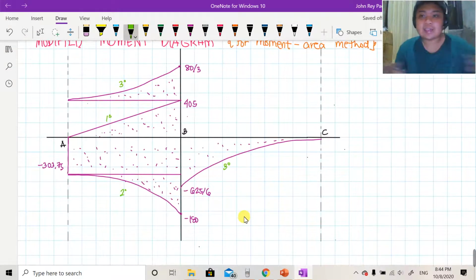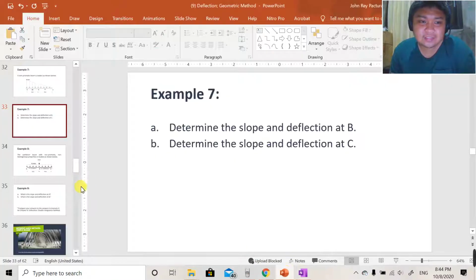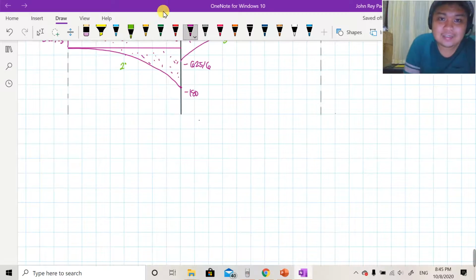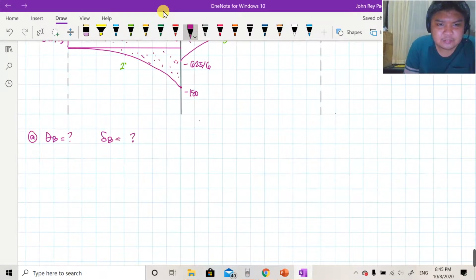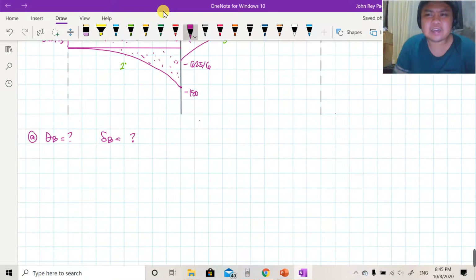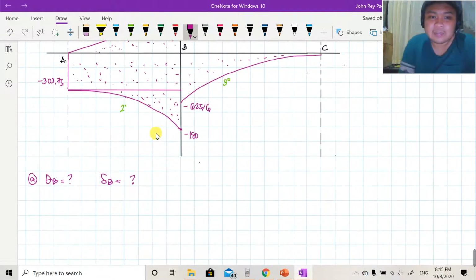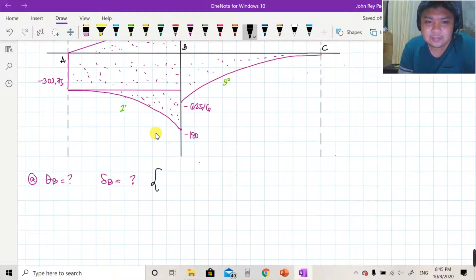So, therefore, ready na tayong mag-solve ng mga questions dito sa ating problem. So, yung unang tanong, determine the slope and deflection at B. So, sige, simulan na natin class yung process natin. So, slope at B. At the same time, deflection at B. So, the process is just the same katulad ng mga pinaggagawa natin class for the first two examples. Kaya lang, ang gagamitin nga lang natin is itong modified moment diagram. And since sa point B tayo, ang i-consider lang natin is area between A and B.